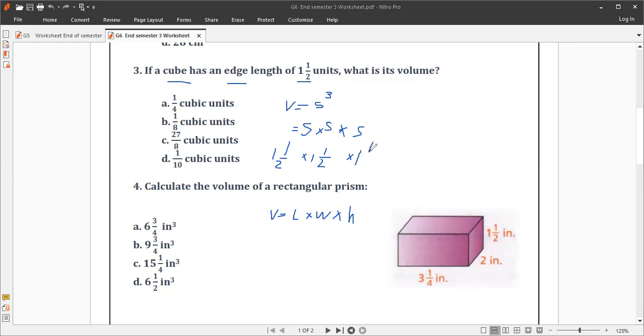Okay, the first step, we change the mixed numbers to improper fractions. For the first one, 1 times 2 is 2, plus 1 equals 3, and we keep the denominator, which is 2. Because all of them are the same number, it becomes 3 over 2 times 3 over 2 times 3 over 2. As you know how to multiply fractions, we multiply the numerators and we multiply the denominators. 3 times 3 equals 9. 9 times 3 equals 27.